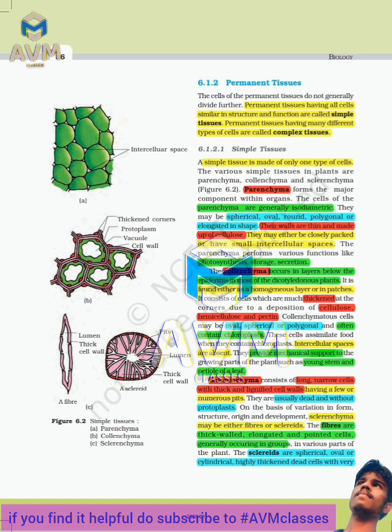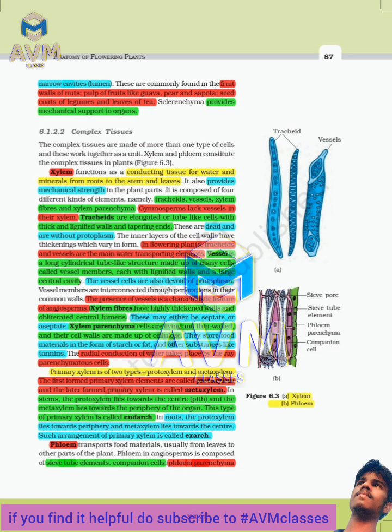The fibers are thick-walled, elongated and pointed cells generally occurring in groups in various parts of the plant. The sclereids are spherical, oval or cylindrical, highly thickened dead cells with very narrow cavities. These are commonly found in the fruit walls of nuts, pulp of fruits like guava, pear and sapota, seed coats of legumes and leaves of tea. Sclerenchyma provides mechanical support to organs.